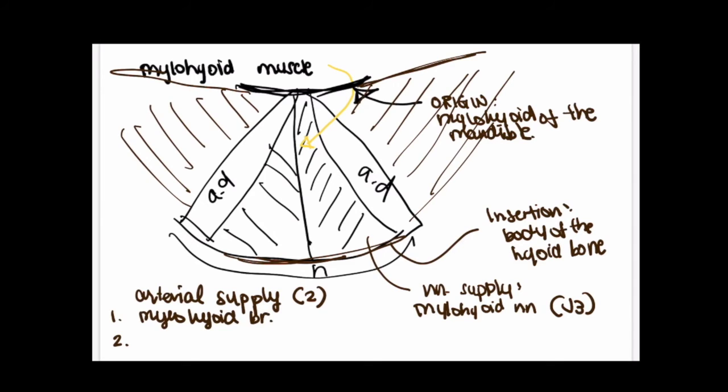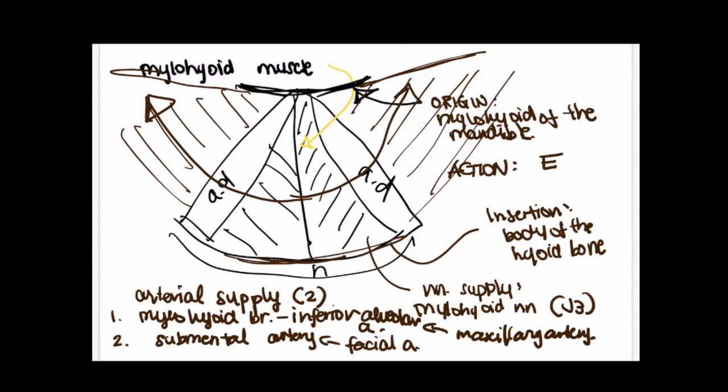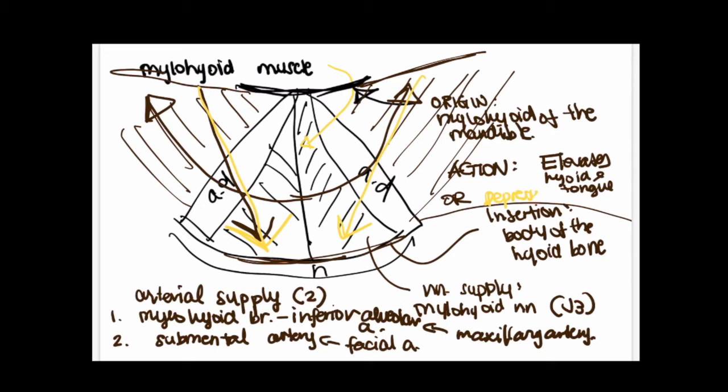Number one, the mylohyoid branch of the inferior alveolar artery, and the second one is the submental artery, which is a branch of the facial artery, and the inferior alveolar artery is a branch of the maxillary artery. Now, let's discuss the actions of the mylohyoid muscle. It's just the same as the digastric muscle. It elevates the hyoid and the tongue, and it depresses as well the mandible, hence opening our mouth.